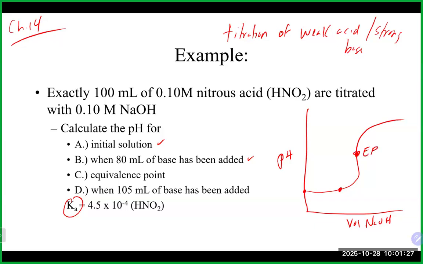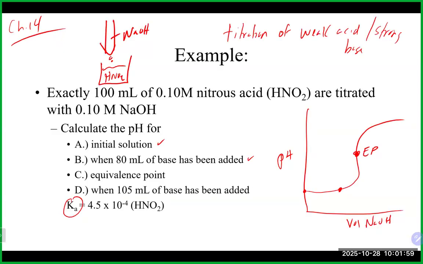And in this case, we are titrating 100 milliliters of 0.1 molar nitrous acid with 0.1 molar sodium hydroxide. So again, here is our sodium hydroxide up in the burette. And obviously here we are adding to our acid on the bottom there. All right, so we're at the equivalence point. So let's take a look at that, which is C.